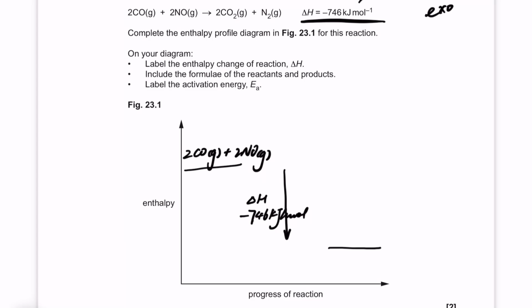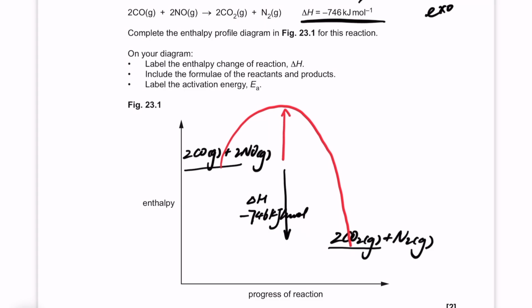For the product, the question told me that I got 2 portions of CO2, gas, and a portion of nitrogen, gas. And I need to draw out the reaction pathway, which is going to look like that. And I also need to draw out the activation energy, which is from the enthalpy level of the reactant to the peak, EA. And let's double check. Did we include everything that they asked us to? Delta H? Yes. EA? Reactants and products? Yep, everything is there. And then let's move on to the next question.